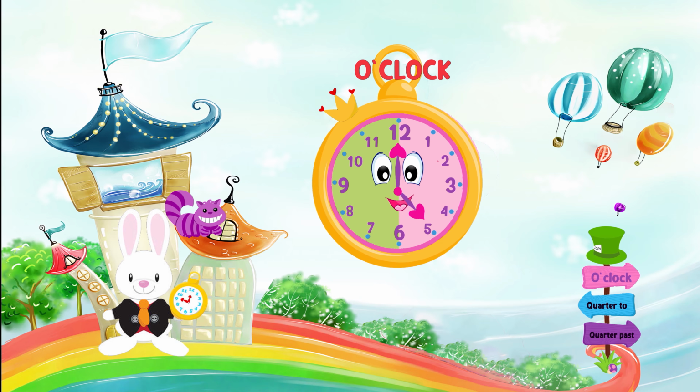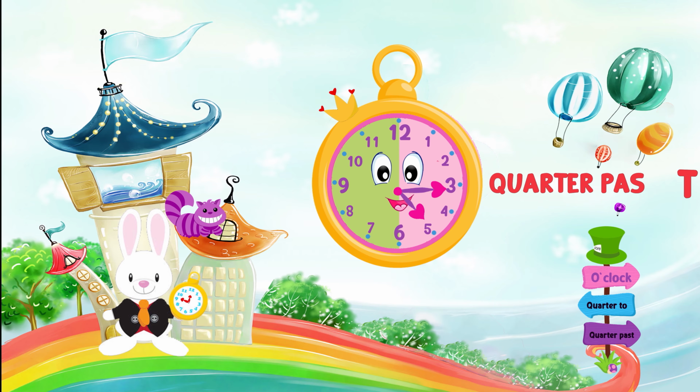Now it's 5 o'clock. When the big hand is pointing to the 3, we say it's quarter past.